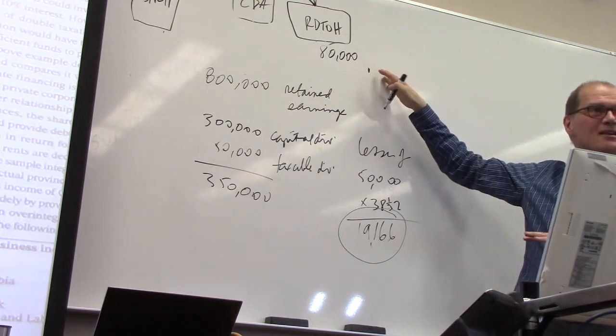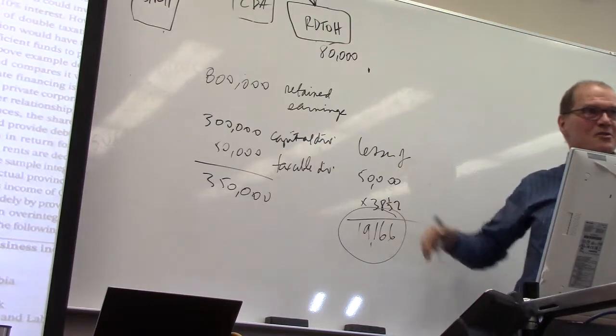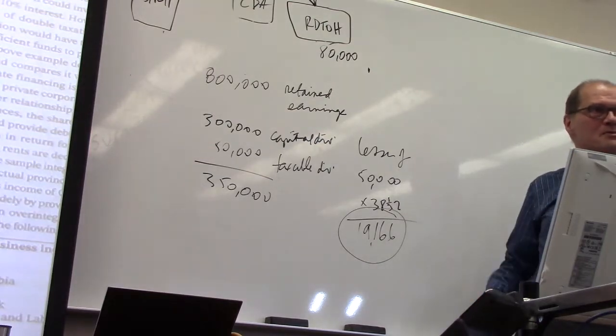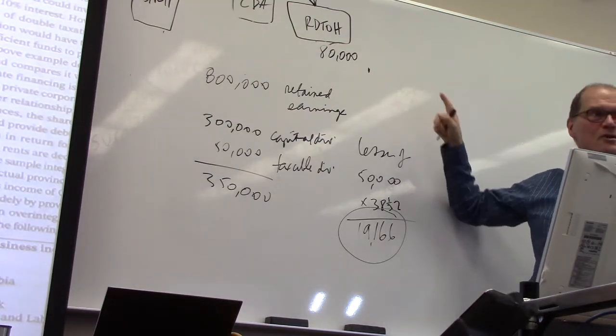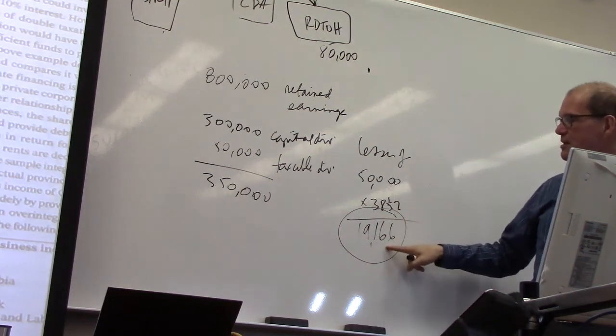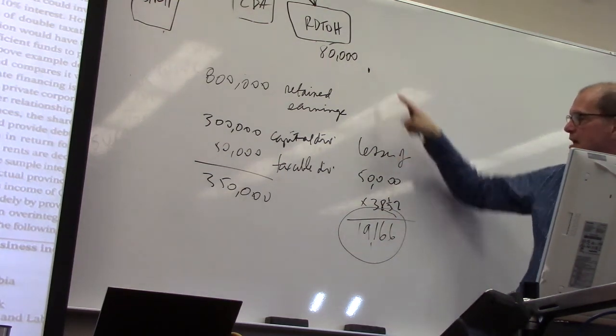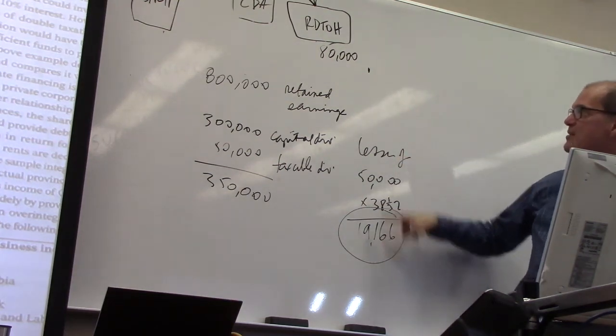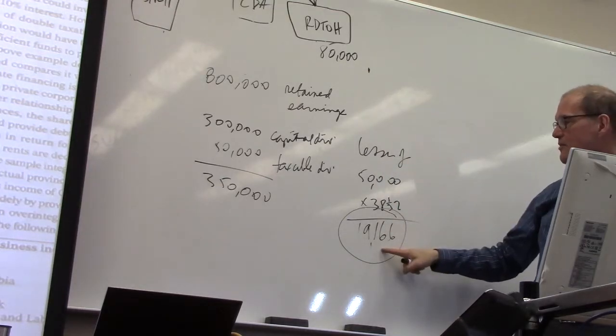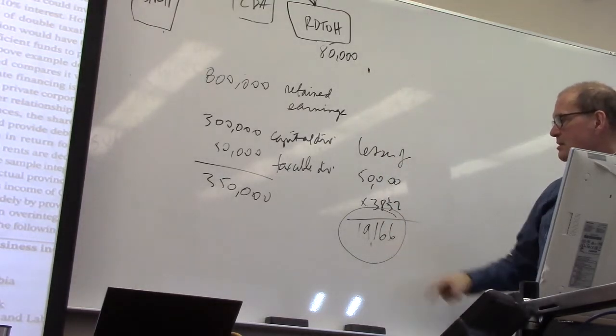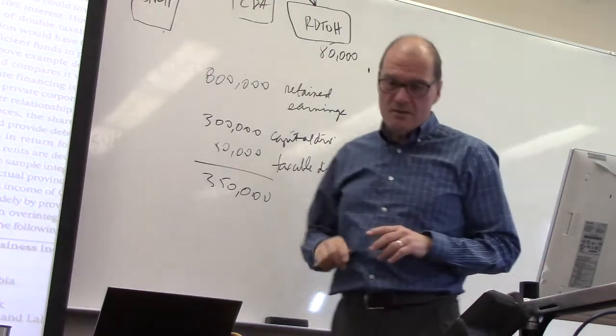Accountants, they all get the calculators out, multiplying everything times whatever. No, lawyers, smarter than that. Multiply this thing, and that's it. Therefore, the lesser of 19,000 and 80,000, our dividend refund is 19,166.